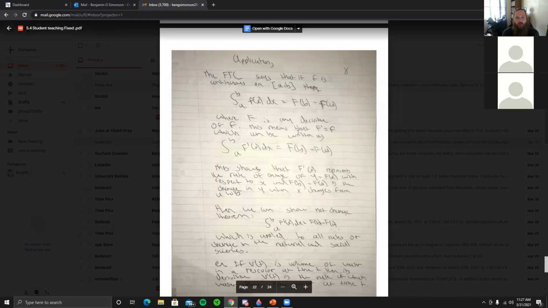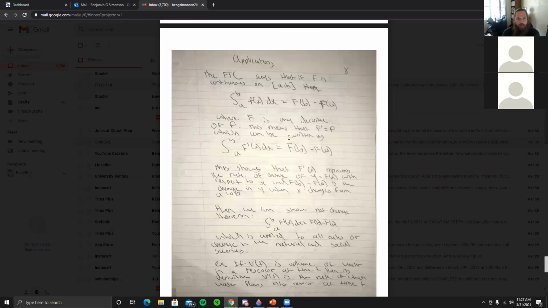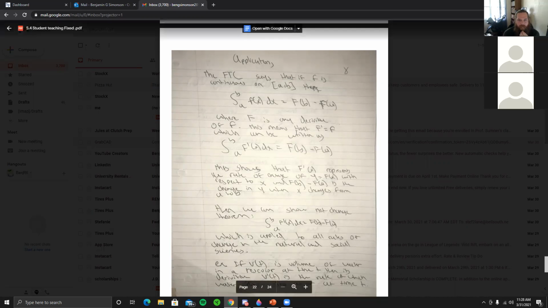I'm sorry, I want to jump in for one second. So capital F here is any antiderivative of little f, right? I think we need an anti in front of the word derivative there. Yeah, because this was already the antiderivative. Right, yeah. So this is the integral from a to b of little f of x dx equals capital F of b minus capital F of a, where capital F is any antiderivative of little f. All right, everything else is good. Sorry about that.